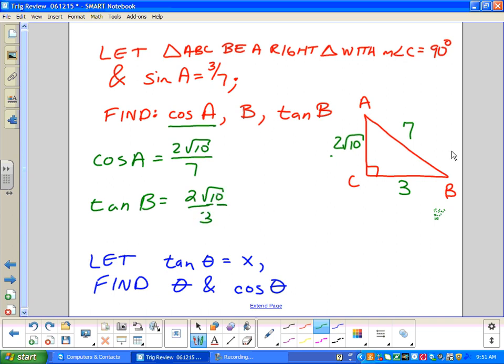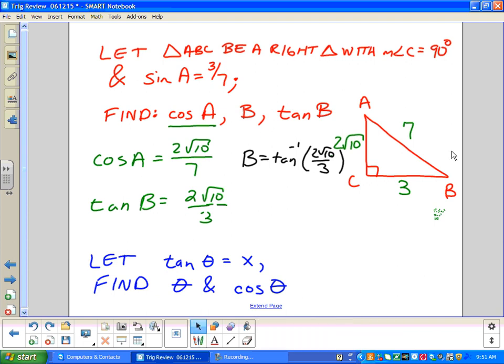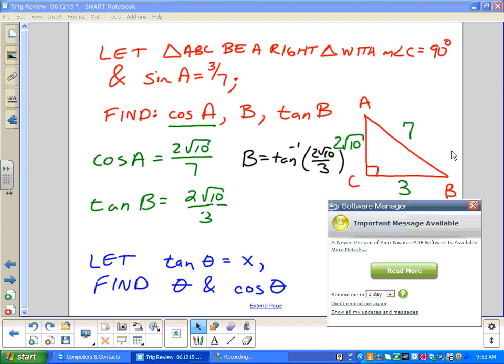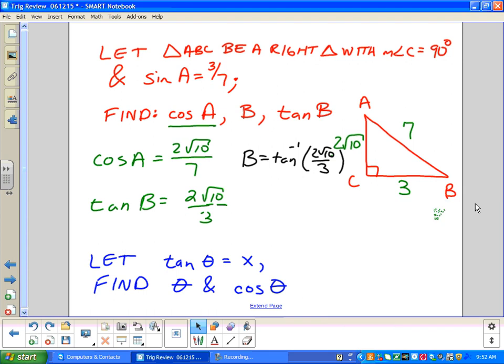And I'm going to do B two ways. I'll do it in black. I can either write B equals tan inverse of 2 square roots of 10 over 3. That's the exact answer. Or I'm going to grab my calculator here. 2 times square root of 10, my calculator is old, divided by 3. I get 2.1. I have to take the inverse tangent of that. And if I round this to a tenth, I get 64.6 degrees.